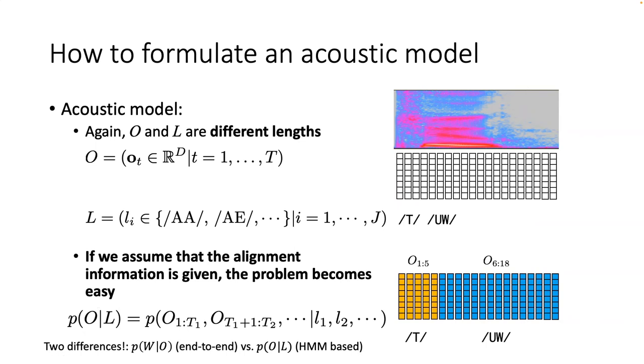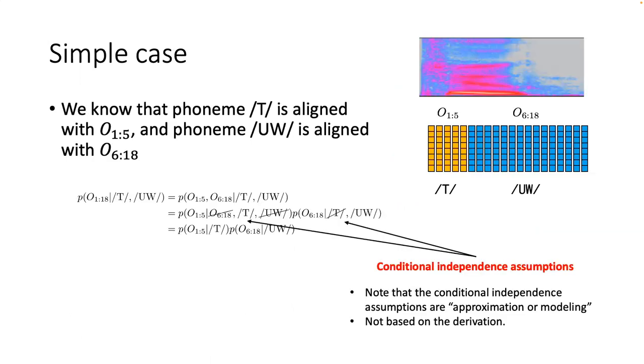And how to further deal with this observation equation, because both input and output are sequences and also the lengths are different. We usually also use the conditional independence assumption very aggressively. For example, this is one example. Again, given that we know this alignment, the input and output sequence problem is factorized into two probabilities. One is, given this phoneme sequence, to generate this O1 to O5, and the other is to produce O6 to O18.